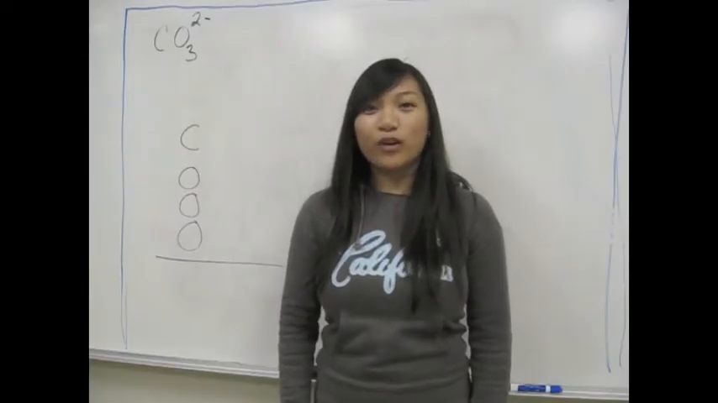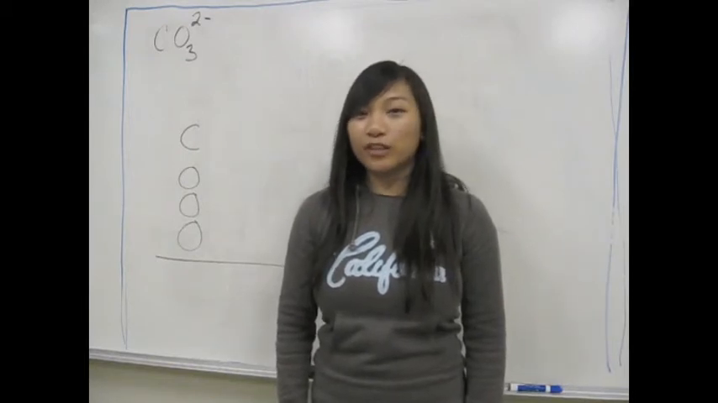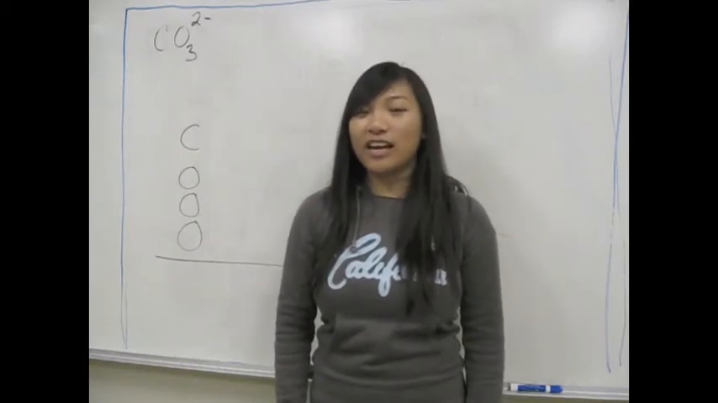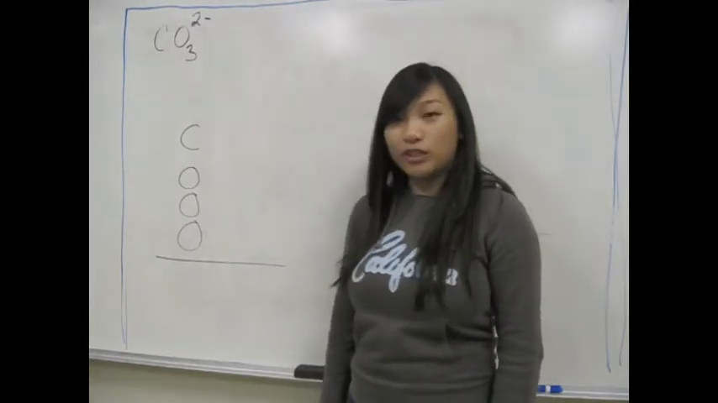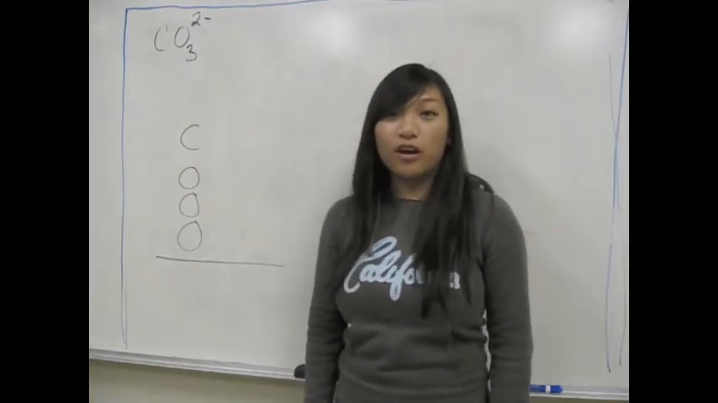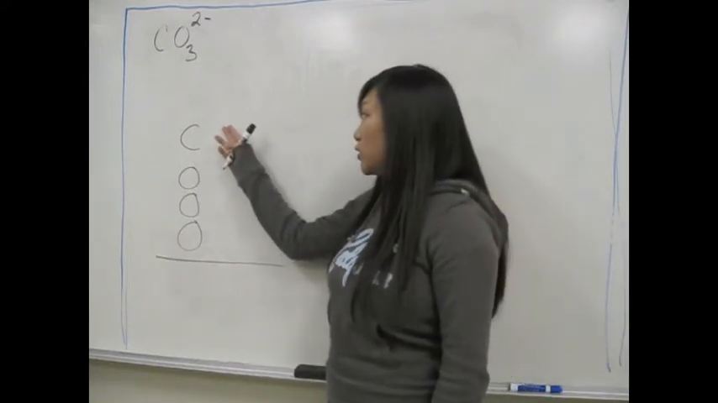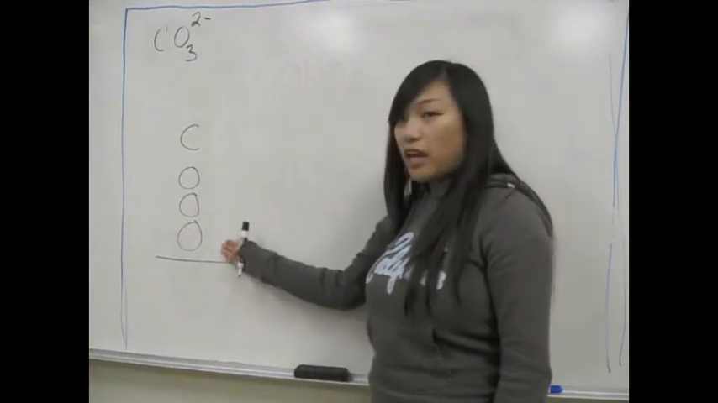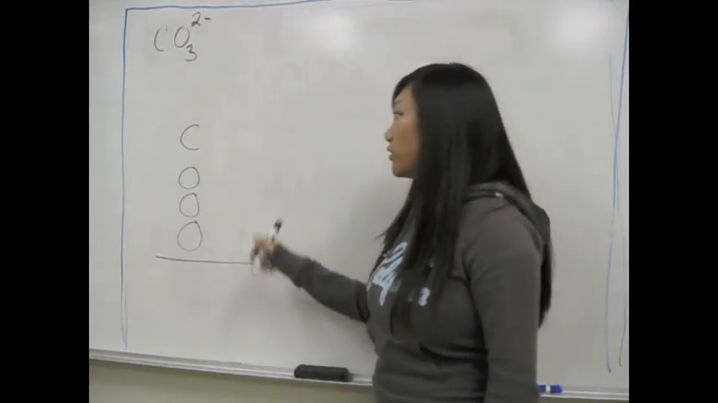I will now go over a few examples on how to draw electron dot structures. For my first example, I will draw a carbonate ion, CO3 2-. The first thing we should do is to count the number of valence electrons. The best way to approach this is to list all of the atoms in the ion and determine the total number of electrons in the ion.